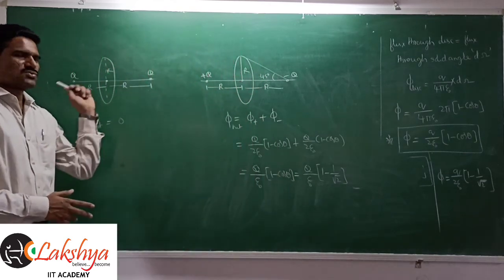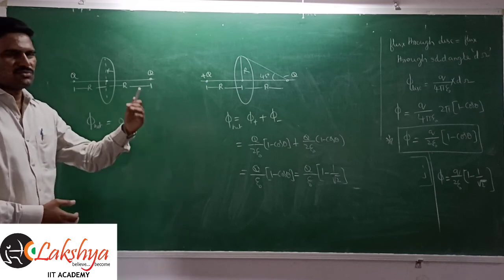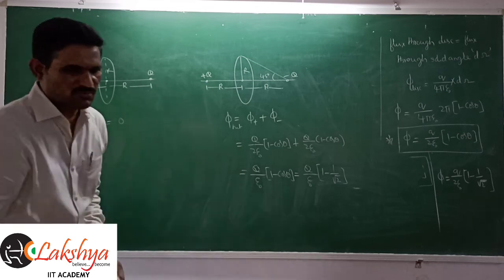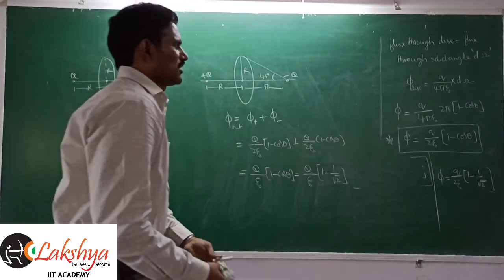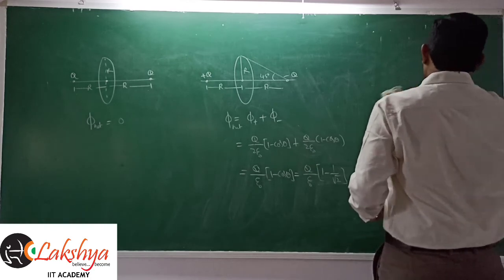So if both are positive charges, the net flux will be 0. If one is positive and the other is negative, we should just multiply by 2 because their fluxes will be added together. Now for example, I will give another problem based on this. So let us try to solve the question.